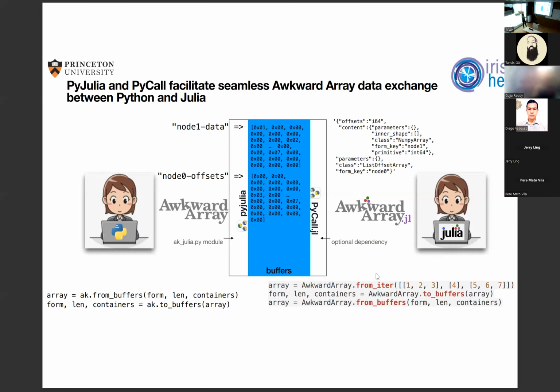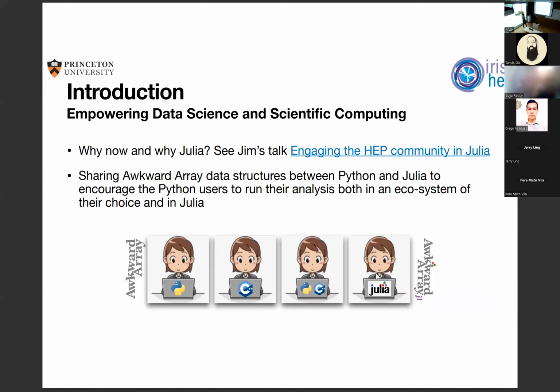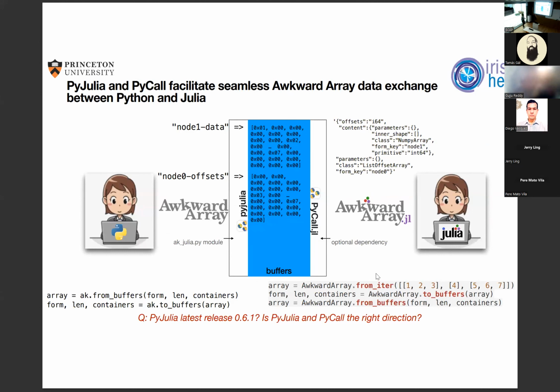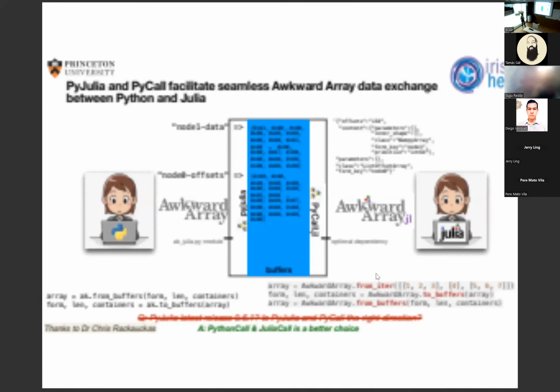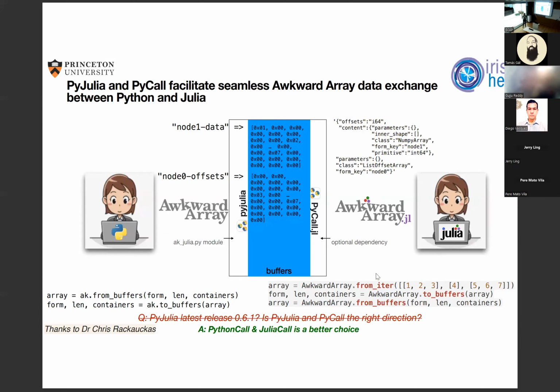For this particular module, we have tried PyJulia and PyCall, which allows us to do this round tripping. Okay, I'm going backwards. The first question I asked as a novice was: why PyJulia, the latest release 0.6.1, and is PyJulia, rather than PyCall, the right direction? Thanks to Chris, we discussed it, and the answer is that PyCall and JuliaCall is a better choice. So we'll go with that.